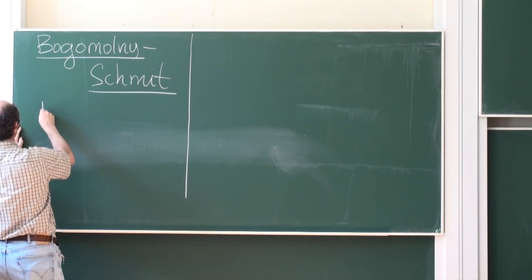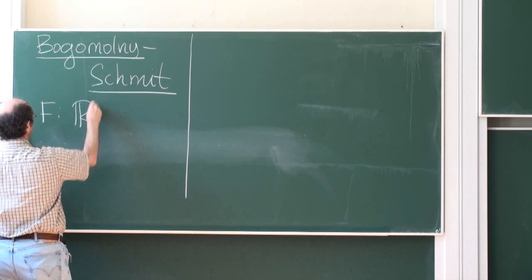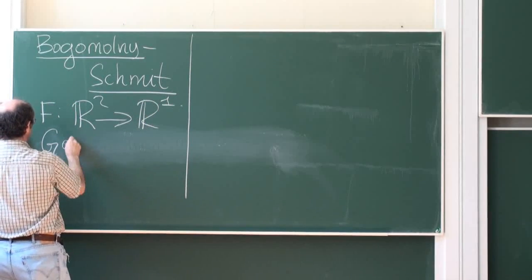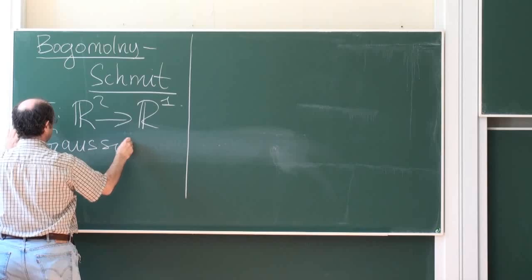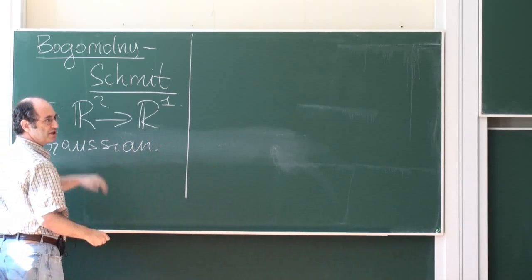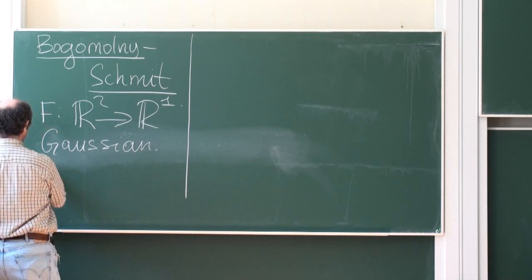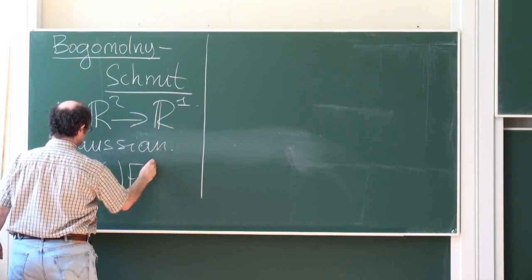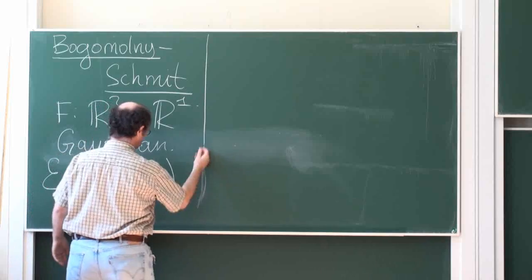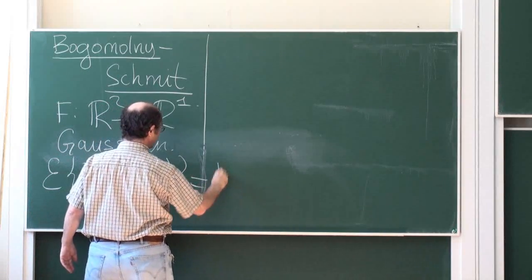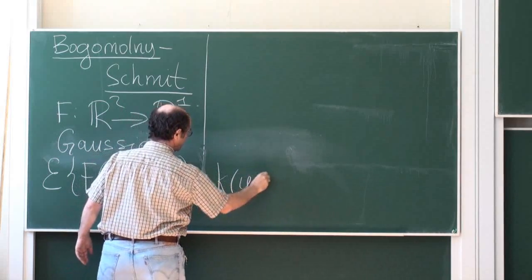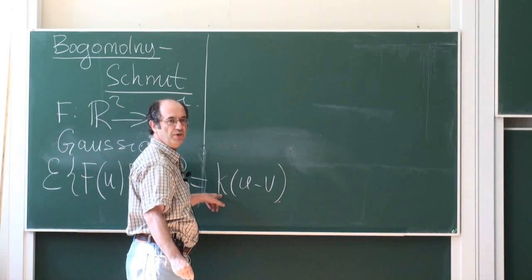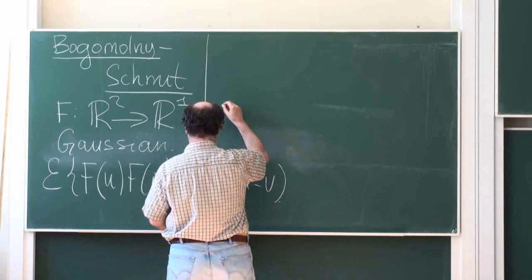So if we have this, this is our Gaussian guy. We know the distribution is translation invariant, so everything is defined by the covariance. The covariance must be a function of the difference of the variables, and this is a Hermitian positive function, so K.